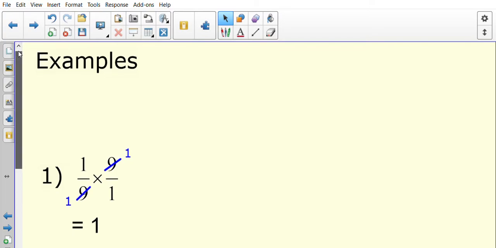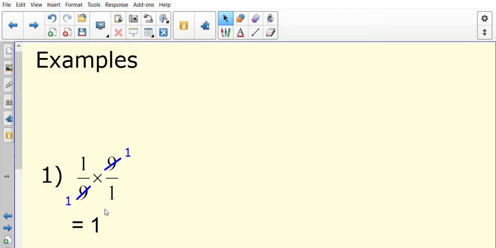Here's some further examples. So applying what we've just learned, if I have 1/9 times 9, now remember any whole number can be written as the whole number over 1, so we can change it to an improper fraction. Then we know 1 over anything times by the whole number will give us 1. So we could have jumped straight to that 1.